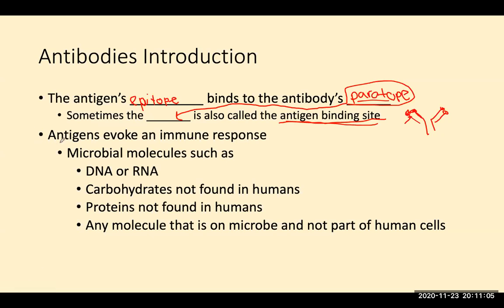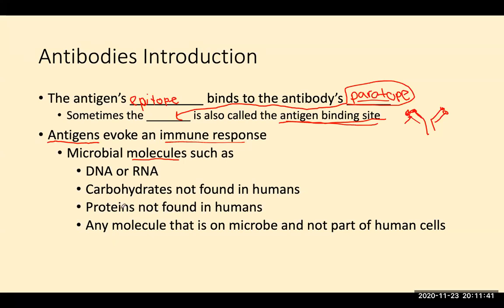Okay, next. Antigens can be lots of different things, lots of different types of molecules. So it's really anything that causes an immune response. This could be nucleic acid, DNA or RNA, could be carbohydrates that you do not find in human cells. So I gave you an example of that earlier, like peptidoglycan is a carbohydrate that we don't have. So if we detect peptidoglycan, we know it's an invader.